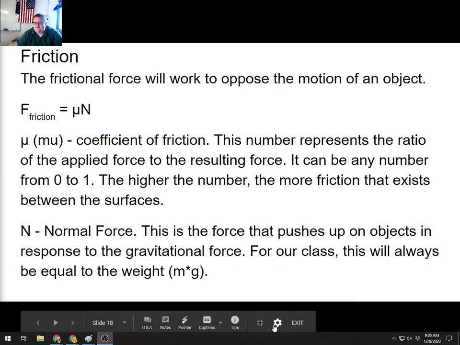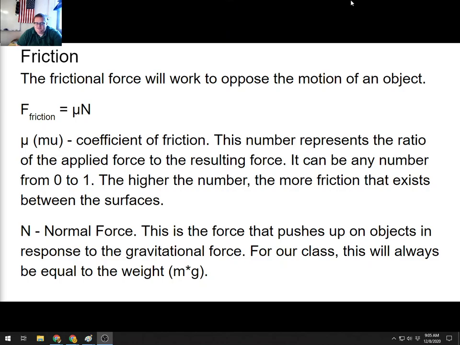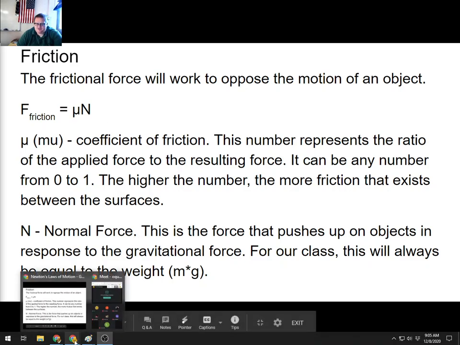Now, how do we calculate friction? The equation you see here is actually pretty straightforward. It may look a little weird, but friction is mu, this symbol I'm going to talk about in just a second, times N, where N is the normal force. So let me talk about what those are. What is mu and what is the normal force?